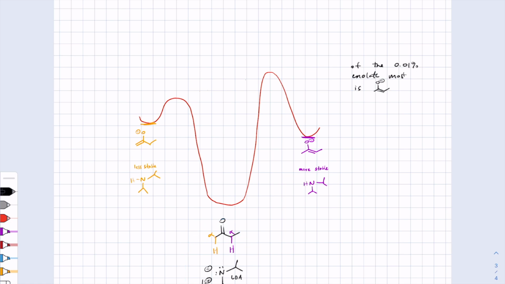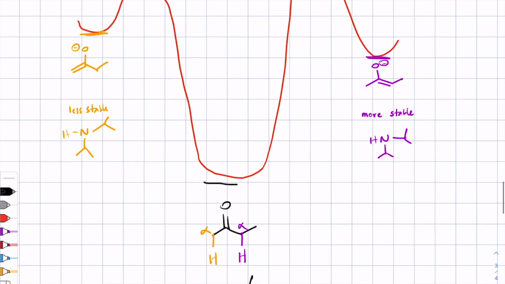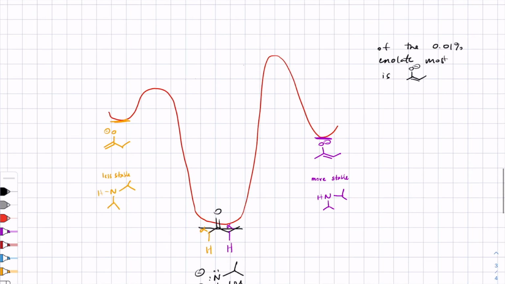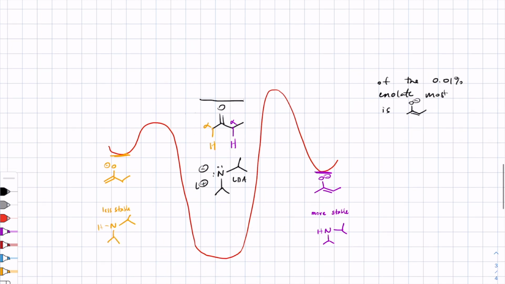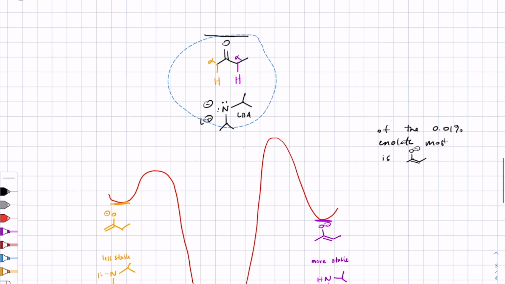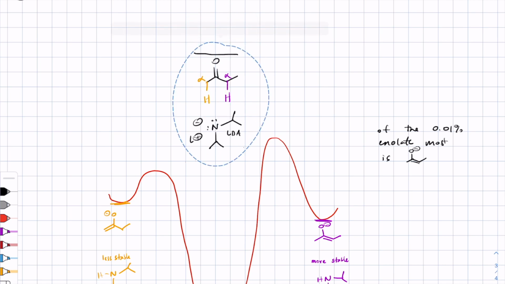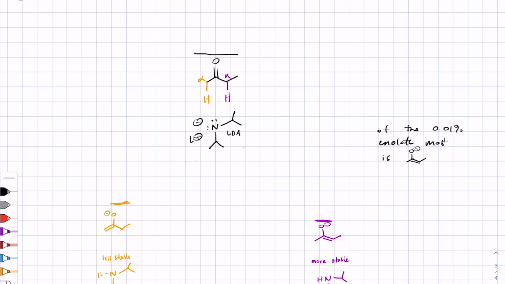What that tells you is the position of this starting material relative to the position of the enolates is going to get way higher in energy. So let's just put it way up here. Starting out with something that's really reactive, now you're going downhill. Okay, so I'm going to erase the red energy diagram because we're going downhill.